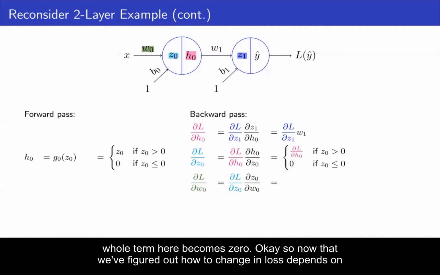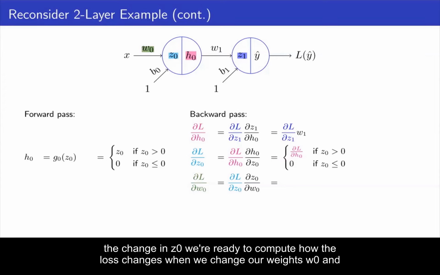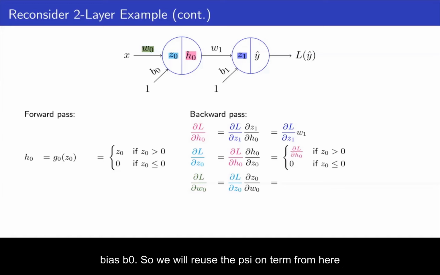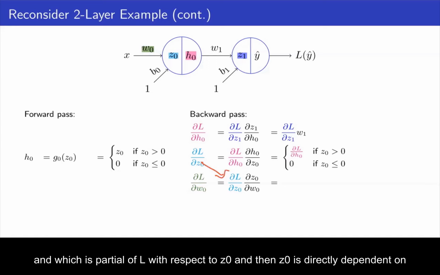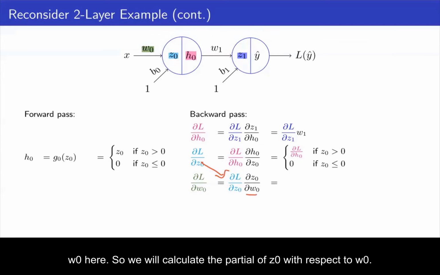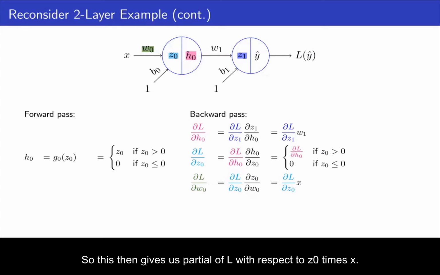Okay, now that we've figured out how the change in loss depends on the change in z0, we're ready to compute how the loss changes when we change our weights W0 and bias b0. We will reuse the cyan term from here, the partial of L with respect to z0, and z0 is directly dependent on W0. So we calculate the partial of z0 with respect to W0. This gives us the partial of L with respect to z0 times x.